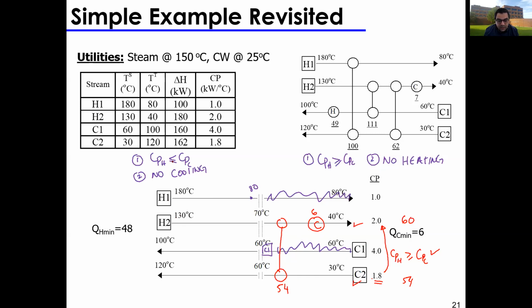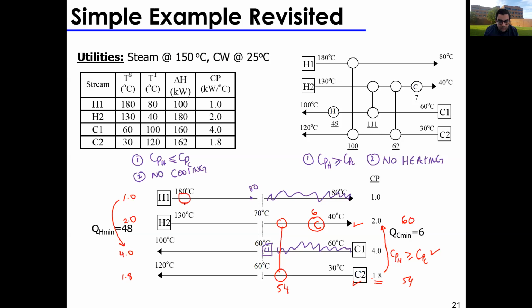So again, CP hot has to be less than or equal to CP cold. Let me write the CP values on this side, just so that it's easier to visualize instead of looking over there every time. So let's have a look here. CP hot less than or equal to CP cold. I'm going to compare H1 to C1. Is CP hot less than or equal to CP cold? 1 less than 4? Yeah, it's less than 4. Okay, it makes sense. Let me connect the heat exchanger between these two.